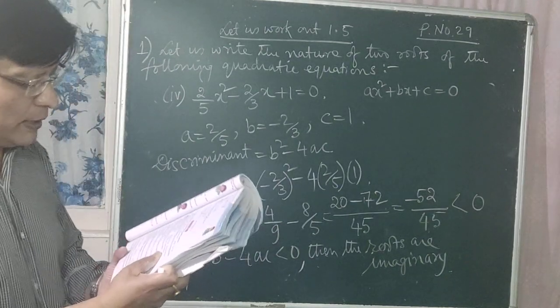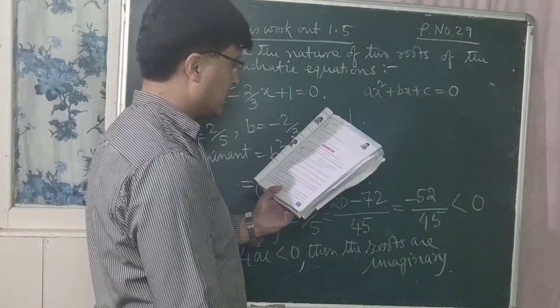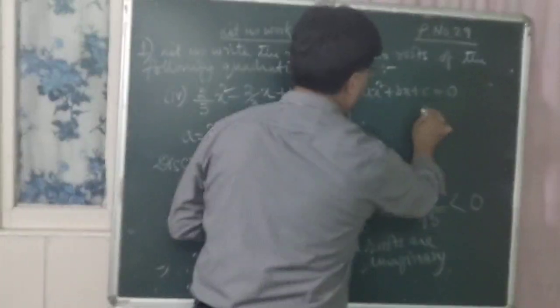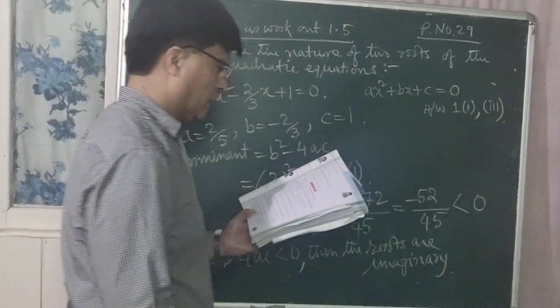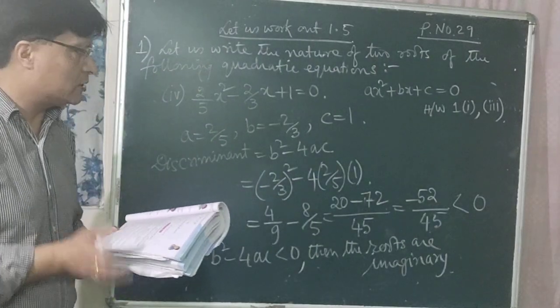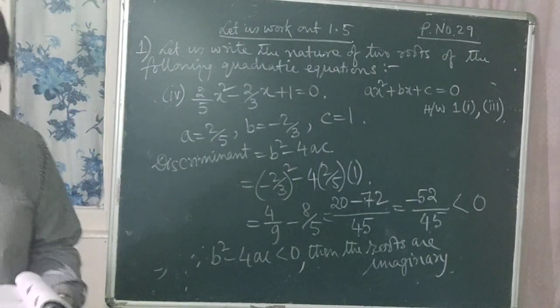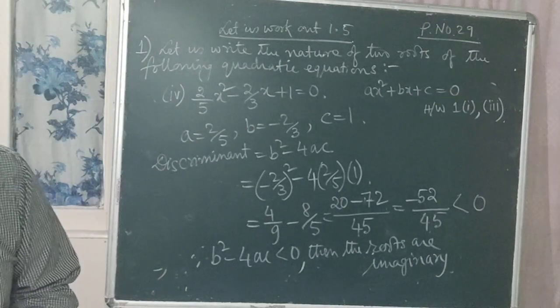So your homework will be, write down the numbers. Homework will be number 1 and number 3. You can do it similarly. So this is your homework, right? So let's do question number 2 now.